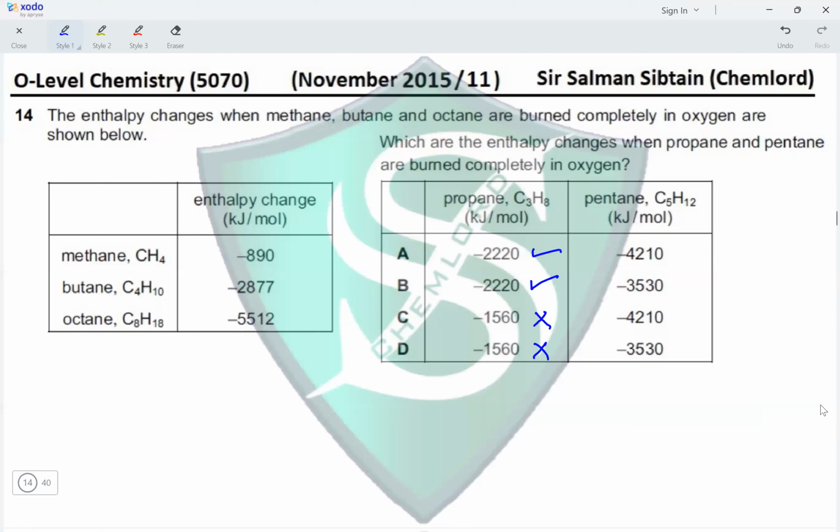We continue with options A and B. Now, for pentane, the value should be a little greater in magnitude than butane, but much lesser than octane. So the options available are negative 4210 and negative 3530. Now, 4210 is closer to octane than it is to butane, while negative 3530 is closer to butane than it is to octane. And since pentane has just one more CH2 group compared to butane, the value of the enthalpy change would be closer to butane as compared to octane, eliminating option A, making option B the correct option for this question.